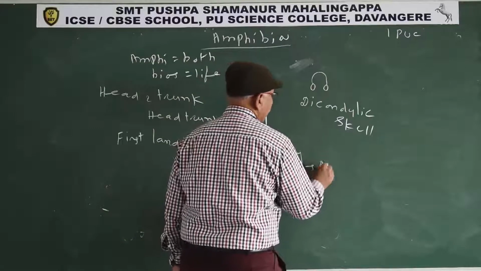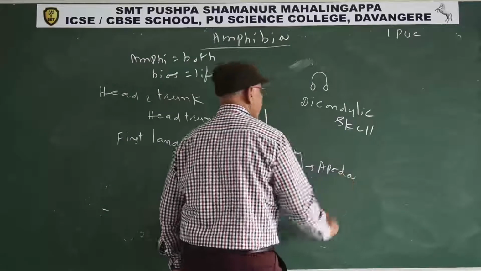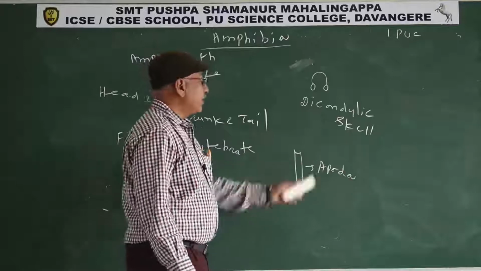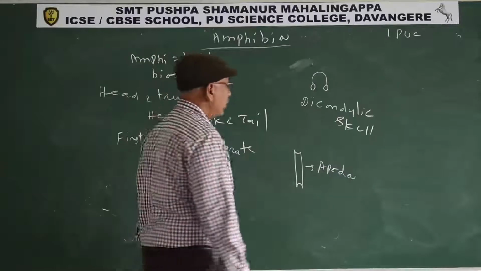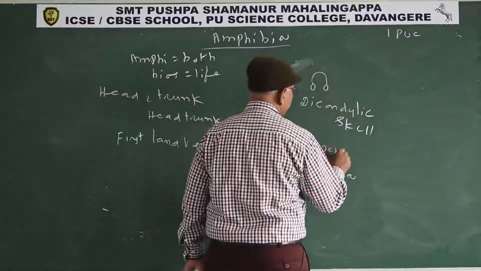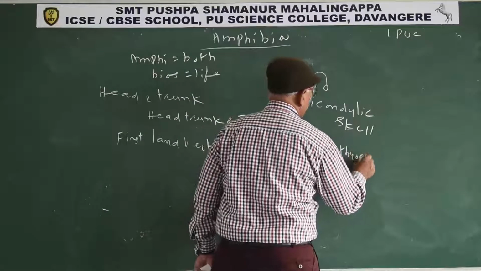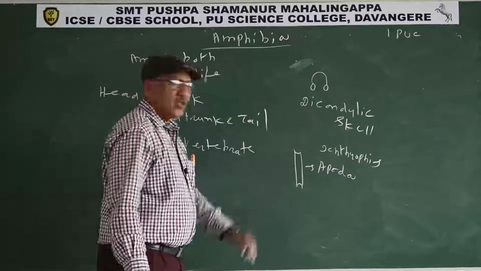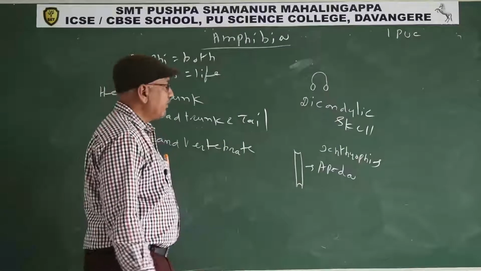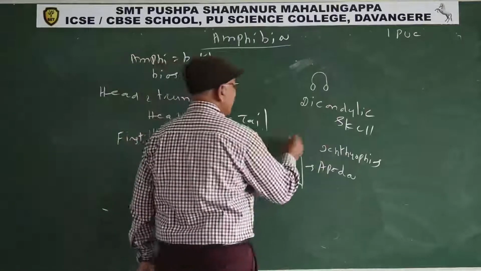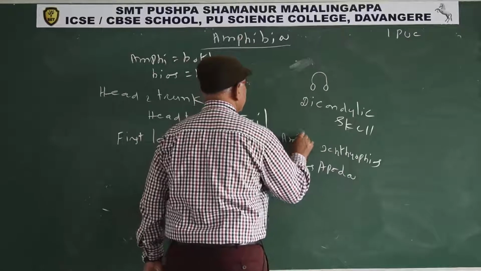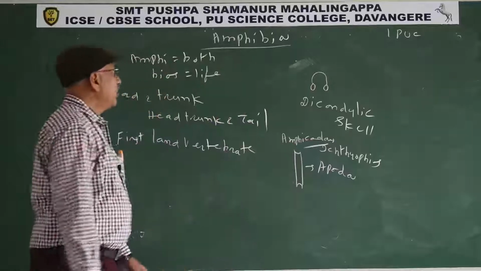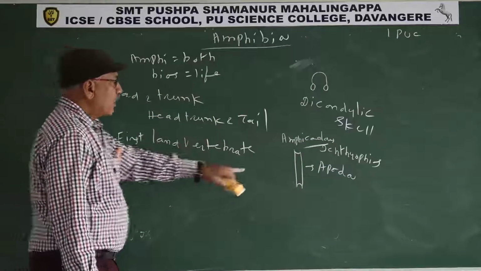Amphicoelous vertebra in apoda. A means no, poda means limbs. Limbs absent in some amphibians. They are included under apoda. Example, ichthyophis, a limbless amphibian. In limbless amphibians, anterior and posterior part of the centrum contain concavity. This type of vertebrae is known as amphicoelous vertebrae, seen in members of order apoda.